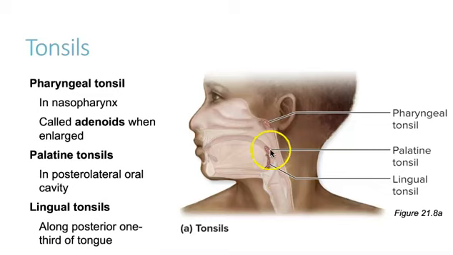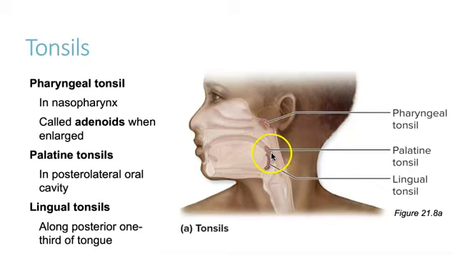Now let's talk about the tonsils. We're going to find these in the area of the oral cavity and the nasopharynx. First off is the pharyngeal tonsil in the roof of the nasopharynx, and when they become enlarged we call these adenoids. We have seen an increased need to remove these adenoids in children because they've just become so enlarged that it is impacting the child's ability to breathe, especially when sleeping.